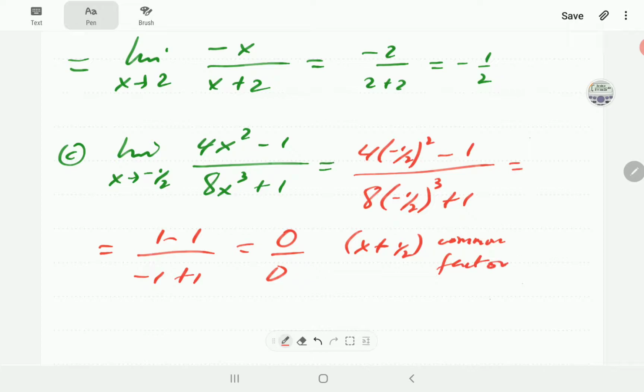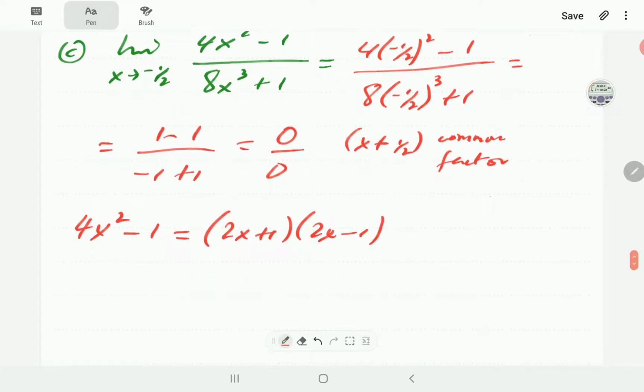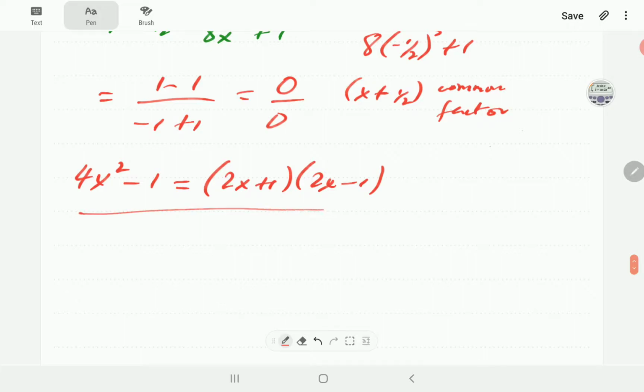So if we factorize that and cancel out, then this should be okay. For the numerator, it's quadratic, it's actually a difference of 2 squares, so straight away we can write it like that. But for the denominator, it's a cubic. So what we're going to do is appeal to the remainder theorem and synthetic division.